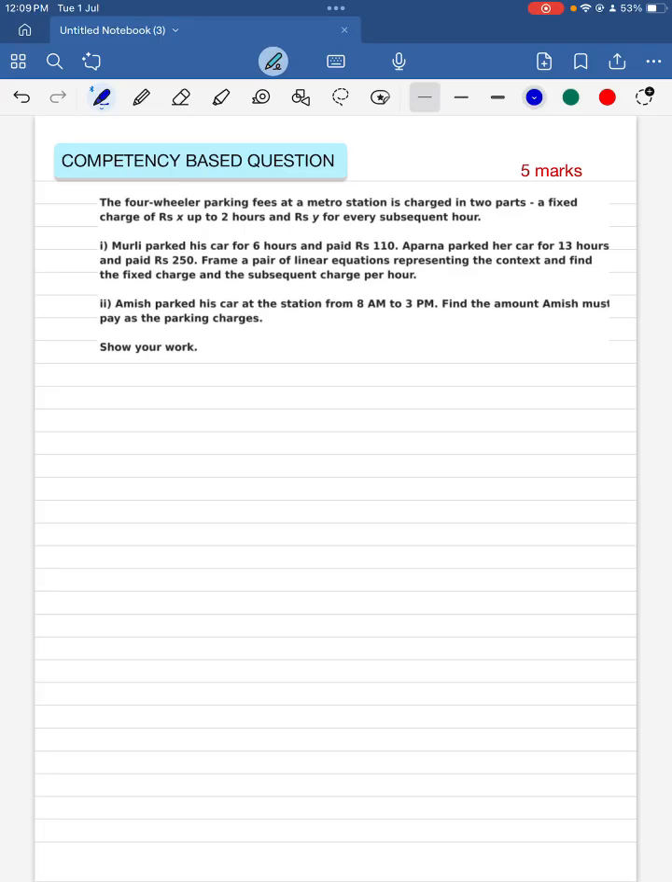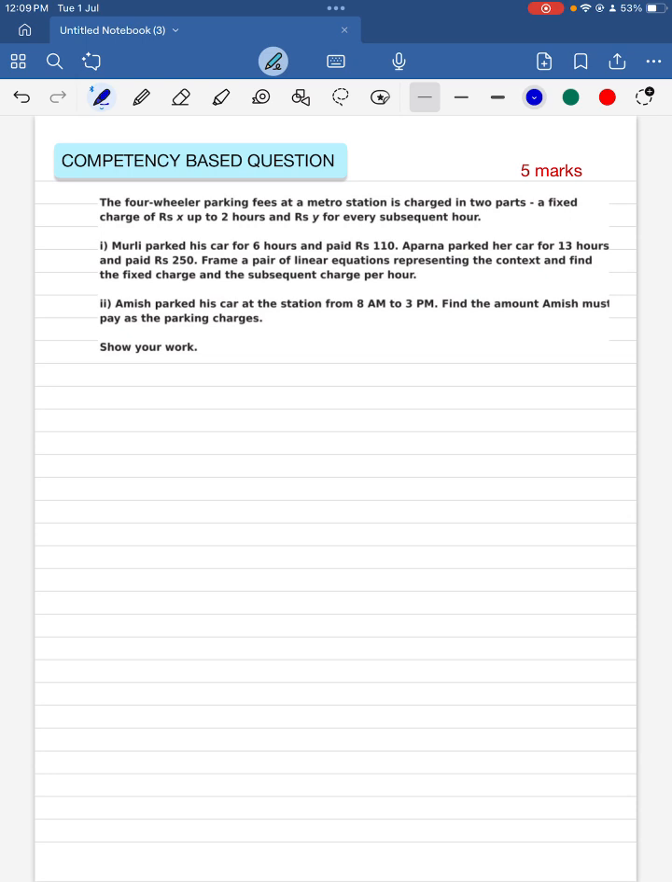In this video, I'll be doing a competency-based question for 5 marks. The question is, the four-wheeler parking fees at a metro station is charged in two parts. A fixed charge of rupees X up to 2 hours and rupees Y for every subsequent hour. Now Murli parked his car for 6 hours and paid rupees 110. Aparna parked her car for 13 hours and paid rupees 250. Frame a pair of linear equations representing the context and find the fixed charge and the subsequent charge per hour.